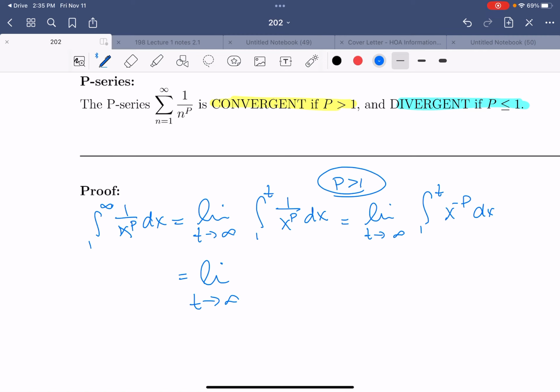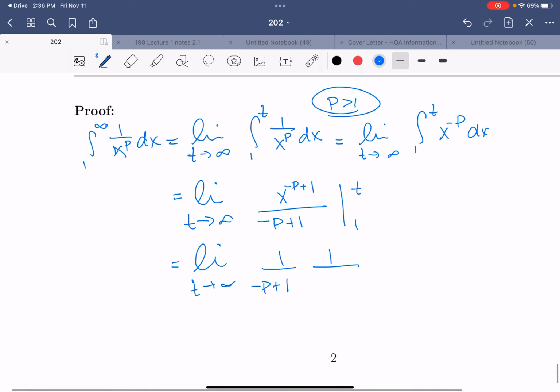So when you take the antiderivative here, this is x to the negative p plus 1 all over negative p plus 1 from 1 to t. And this becomes the limit as t goes to infinity. I'm going to leave the 1 over negative p plus 1 out front, and that becomes 1 over x to the p minus 1.